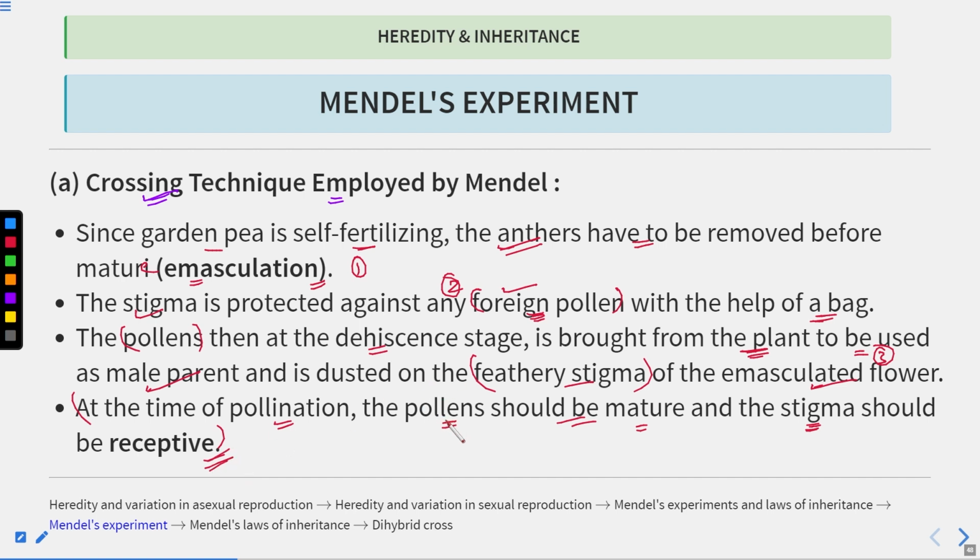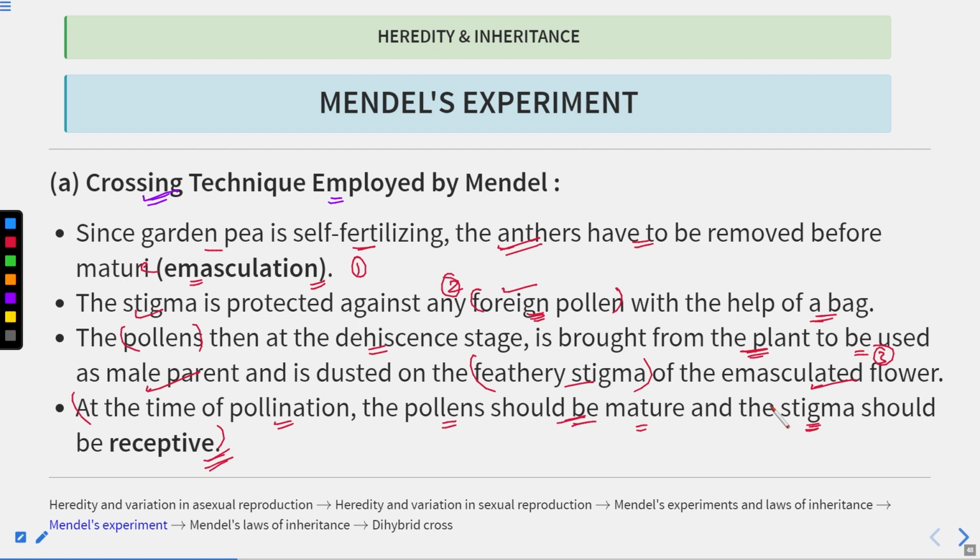If the pollen is not mature, then it will not germinate and it will not form the pollen tube, and the pollen will be incompatible. So for the pollen to be compatible, the pollen should be mature and the stigma should be receptive. So this is the condition here.